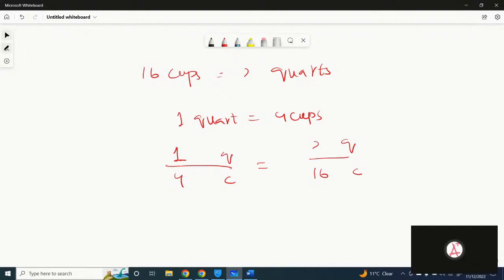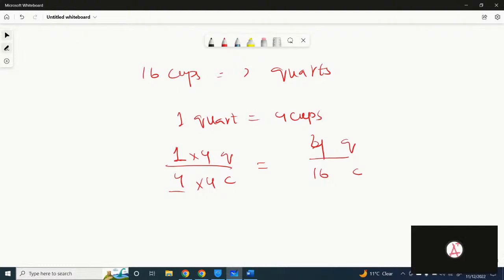Now you have to compare these two. Here you have 4 and here you have 16. So 4 times what number makes 16? 4 times 4 makes 16. So just multiply both of them by 4, that means 4 times 1 is 4. That means 16 cups equals 4 quarts.